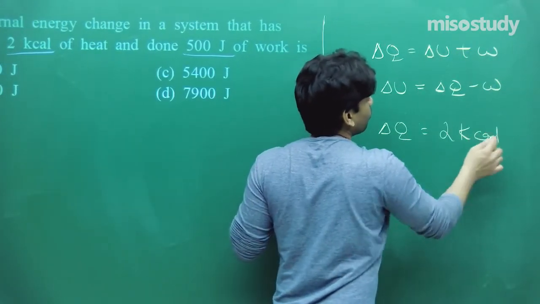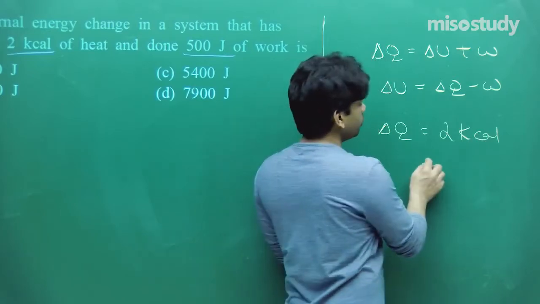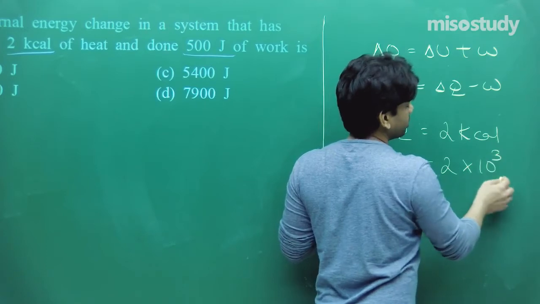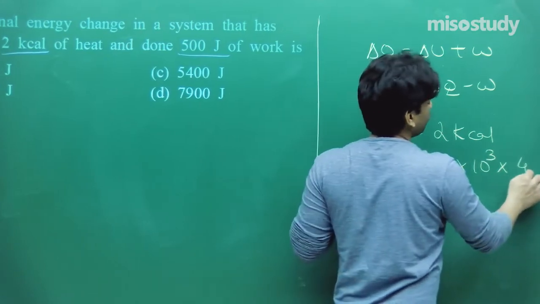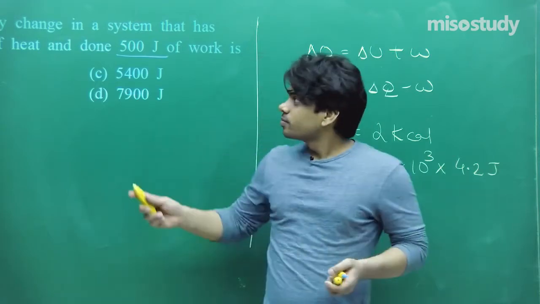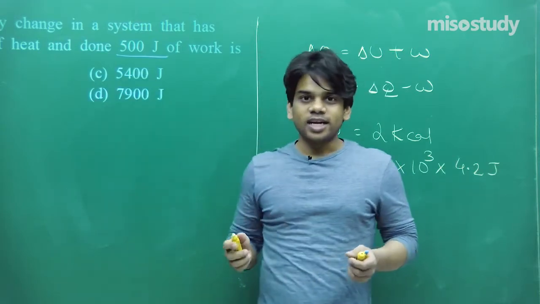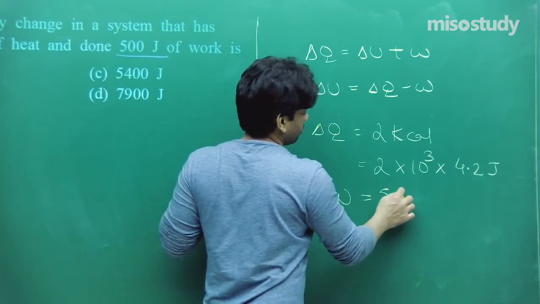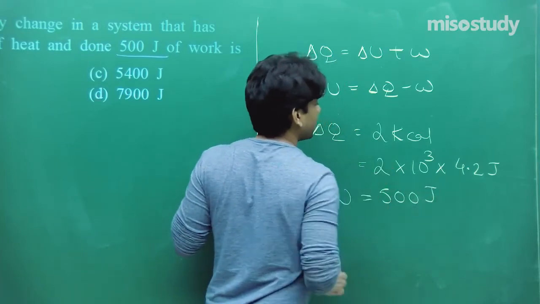And now 1 calorie is equal to 4.2 joules. So 2 kilocalorie will be equal to 2 into 10 to power 3 multiplied with 4.2. You will get that as joules. Now, work done: it has done 500 joule of work. That means work done is positive. It does work, so 500 joule of work it has done.